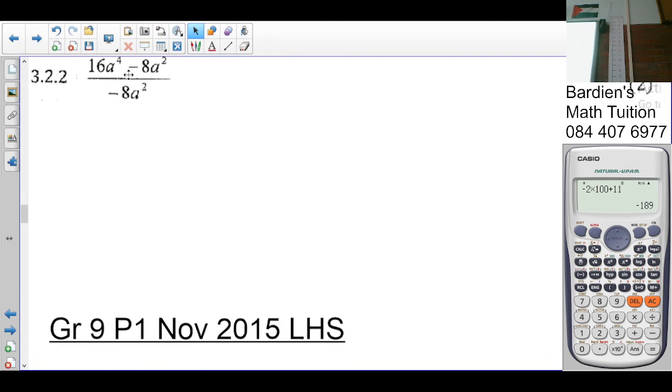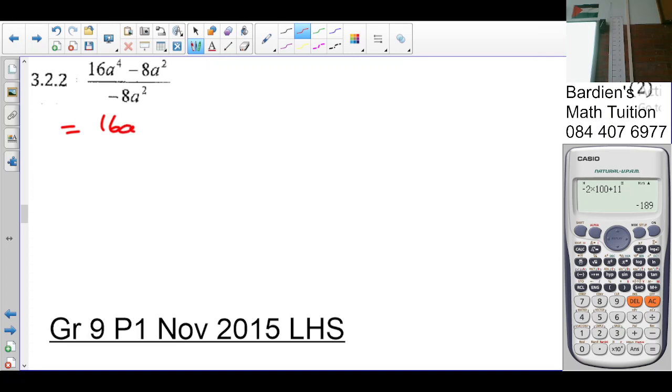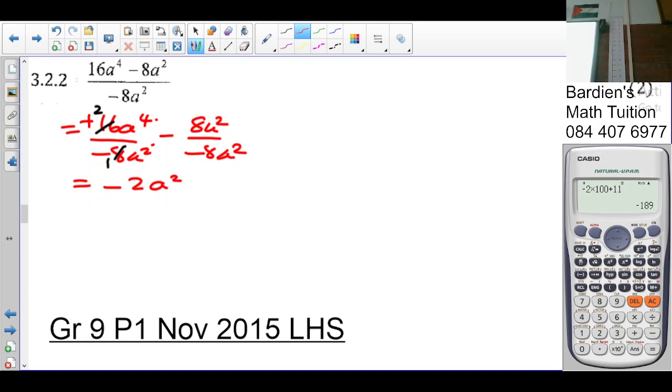Right. In 3.2.2, simplify. So what do we do here? We put each term over its own denominator. So it's going to be 16a^4 over negative 8a squared minus 8a squared over negative 8a squared. Positive divided by negative? Negative. 8 goes into 8 once, 8 goes into 16 twice. a^4 minus 2? 2. Negative divided by negative? Positive. That completely cancelled. 1.